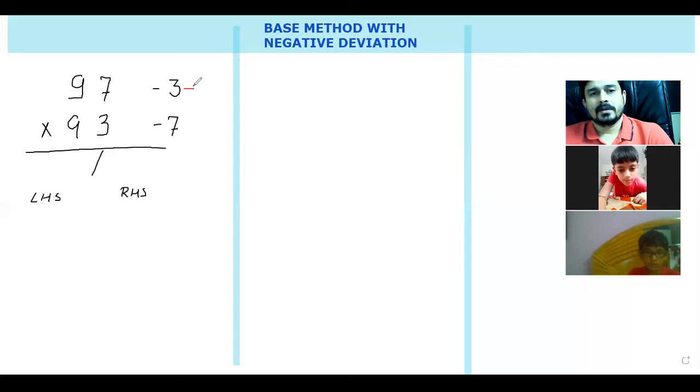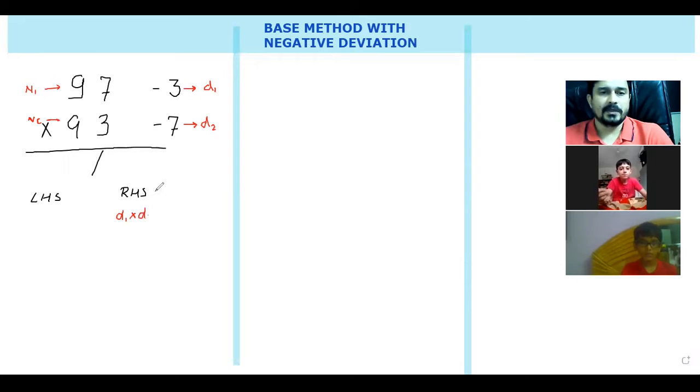For explanation, I will name them as D1 and D2. This is N1 and N2. So in RHS, I have to do D1 cross D2, that is 7 times 3, 21.